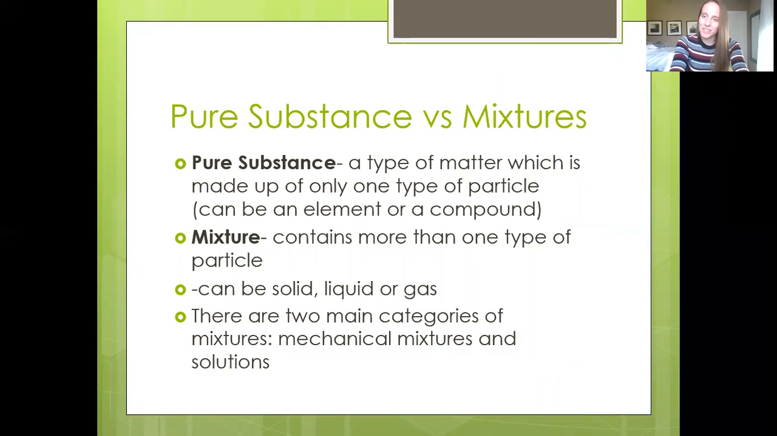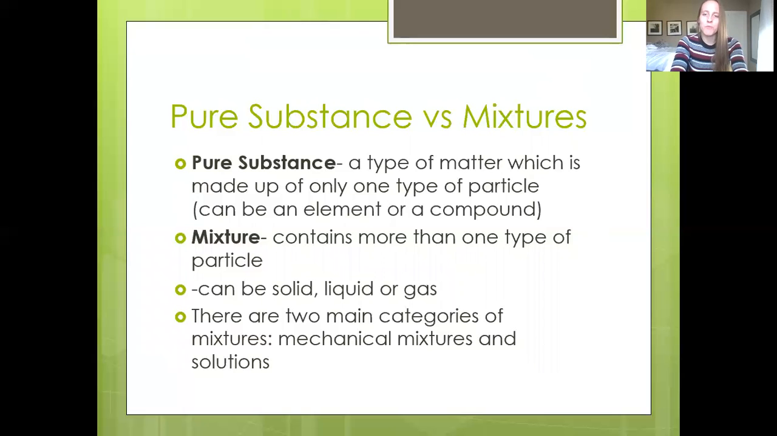Okay, a couple definitions again. A pure substance is any type of matter that is made up of one type of particle. So that could be any element. Anything that you see on the periodic table would be a pure substance, but it could also be a compound. So for example, carbon dioxide, or CO2, is a pure substance. If you had just a canister of pure oxygen, O2, or some distilled water, so H2O with nothing but H2O molecules, all of those are pure substances.